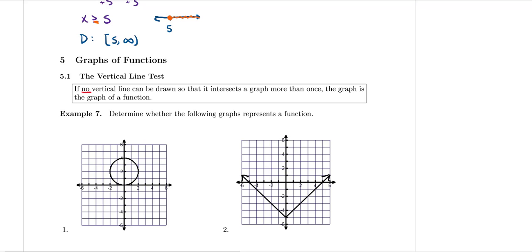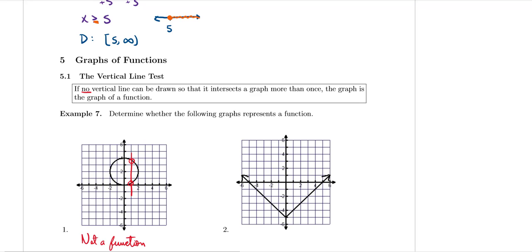So let's take a look at this example here. We want to determine whether the following graphs are representing functions. And the first graph seems to be a circle. Is this one here a function? Well, if we draw a vertical line, we get to see that the vertical line is crossing the circle at two different locations, here and here. So it's not a function.